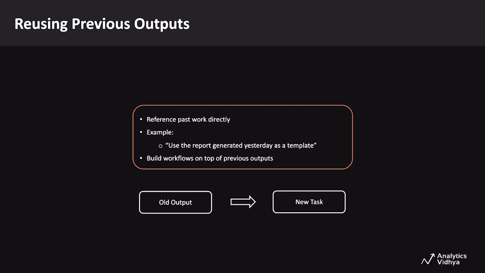One of the most useful things you can do is reuse previous outputs. Instead of starting from scratch, you can simply say something like, use the report generated yesterday as a template. CoWork will pick that up and build on it. This makes your workflows faster, more consistent, and much easier to scale.